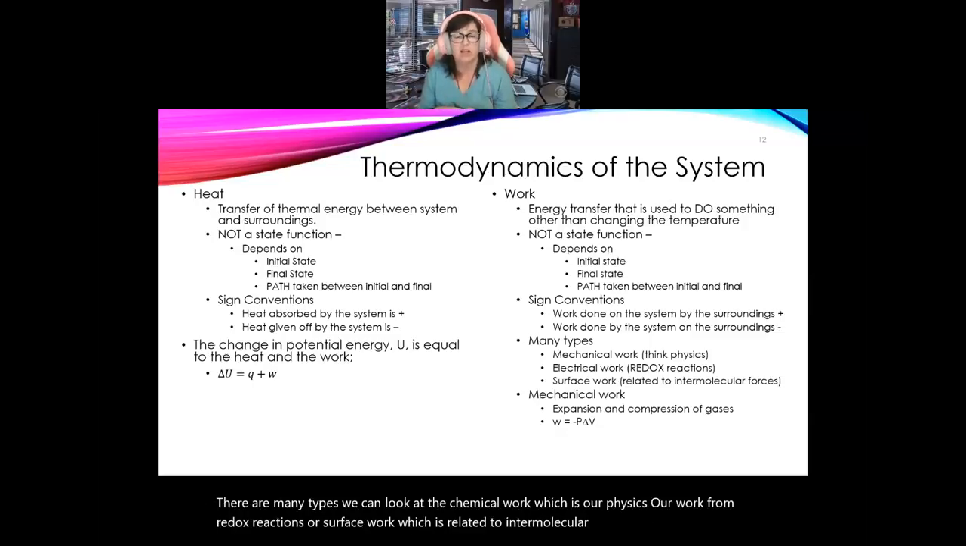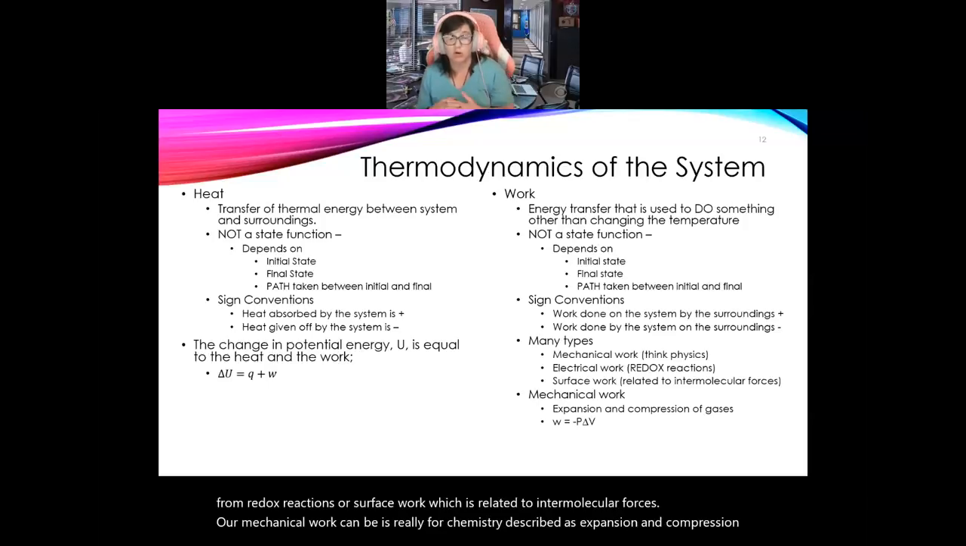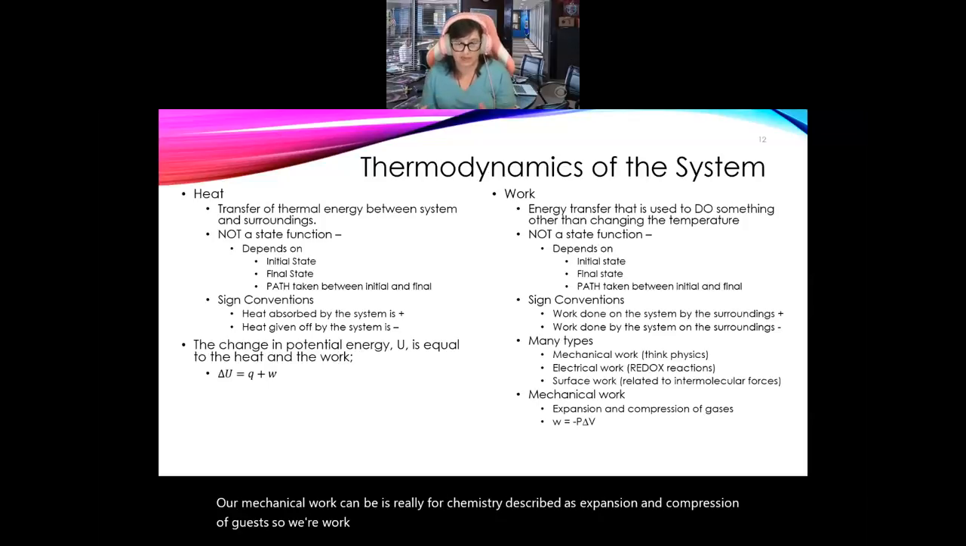Okay. Our mechanical work is really, for chemistry, described as the expansion and compression of gases. So our work is equal to negative P times the change in volume. So as we look at whether it gets bigger or smaller, that's our change in volume.